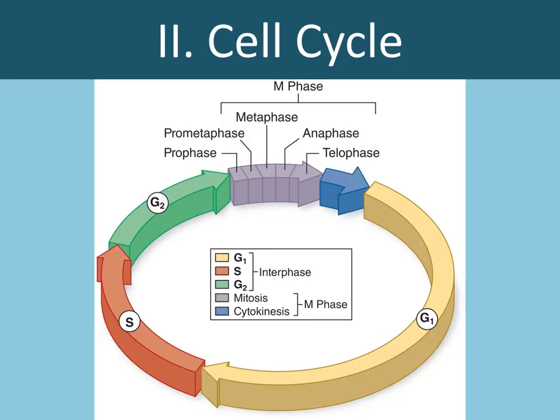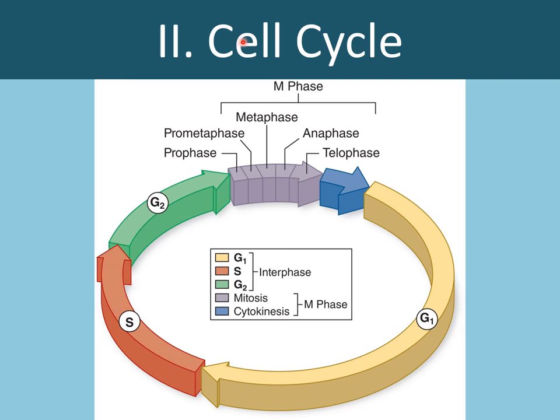Like our bodies, our cells undergo a process of growth and development. This is called the cell cycle. The cell cycle is divided into two major phases, interphase and M phase. Interphase has three subphases and begins with the G1 phase. In the G1 phase, the cell has just come out of cell division and needs to grow, hence G for growth.